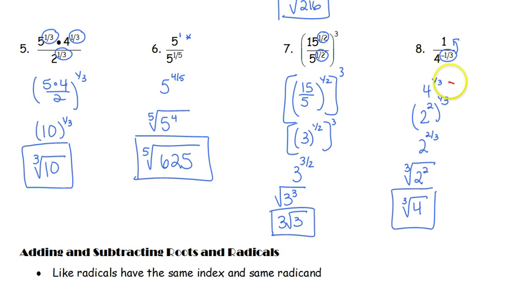So this time, if you would have gone from here to here right away, you would have been lucky and you would have had the right answer, but you've always got to check to see if you can reduce. In this case, we just so happened that we wouldn't have been able to.